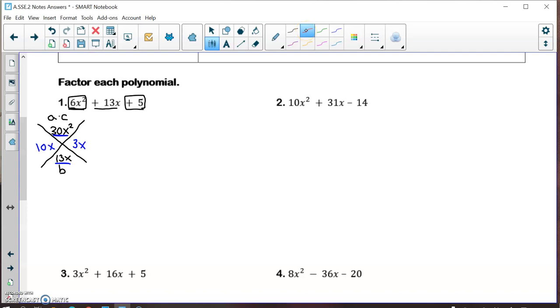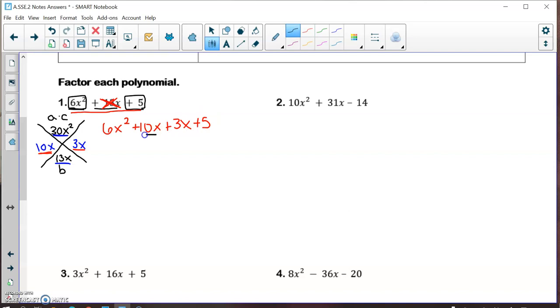So now what we're going to do is rewrite our original problem. But instead of writing a plus 13x in the middle, we're going to write a plus 10x plus a 3x, because a plus 10x plus 3x is a 13x. So we're not changing the value of this expression, we're just changing the look. So I have a 6x squared, and then I'm going to write the plus 10x plus 3x, because that equals a plus 13x, and then a plus 5.